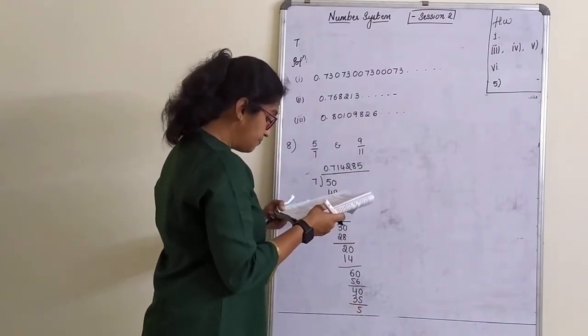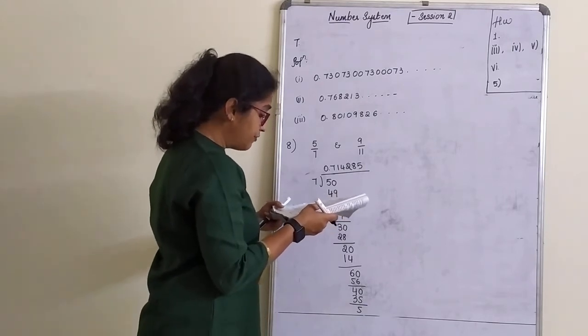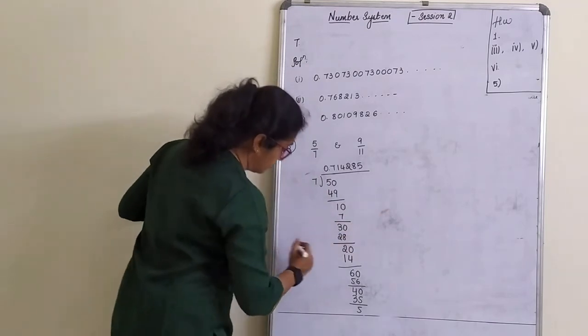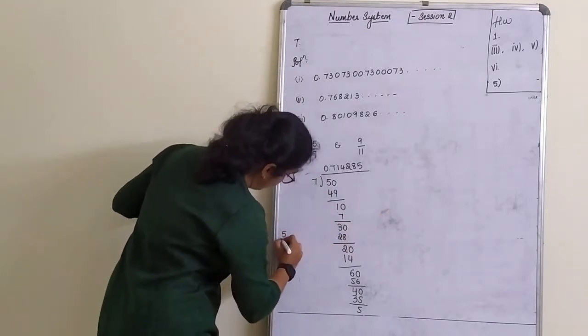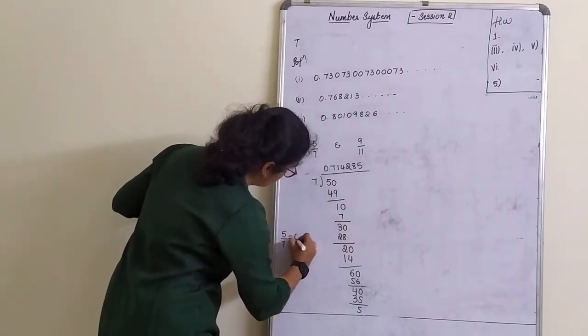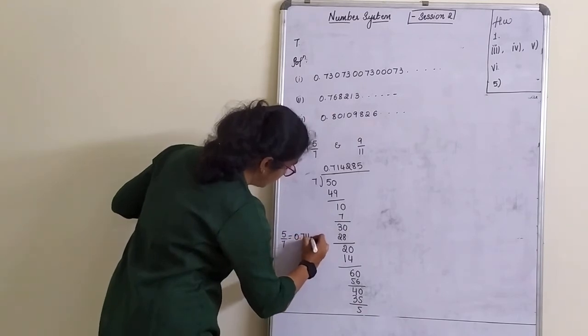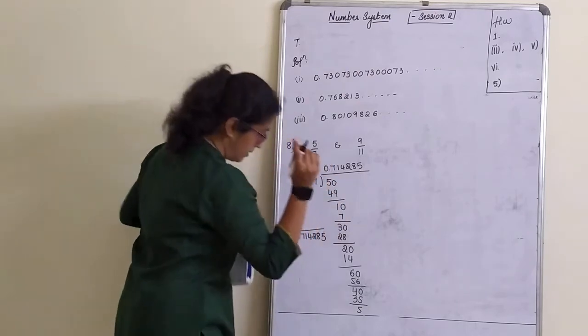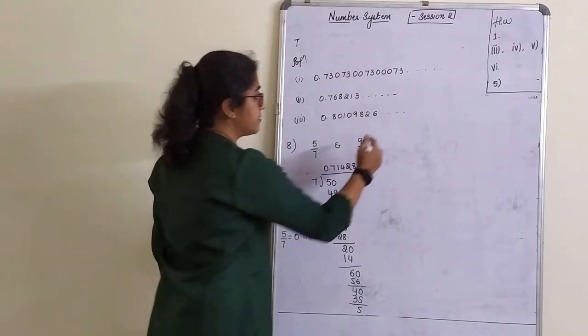So when we divide this, it is 71428, so we will write here 5/7 is equal to 0.714285 bar. Okay, keep this as it is.